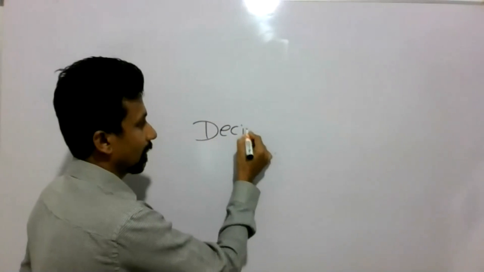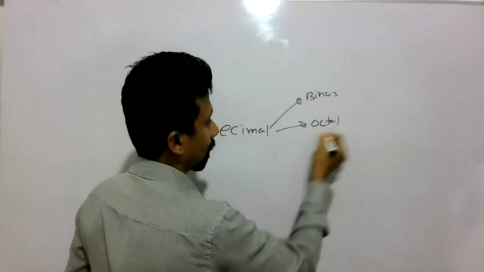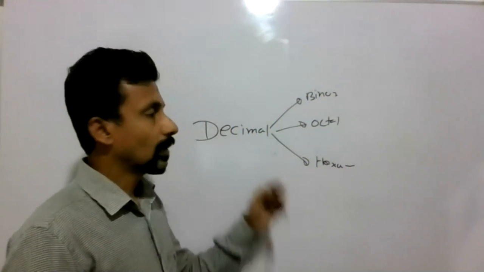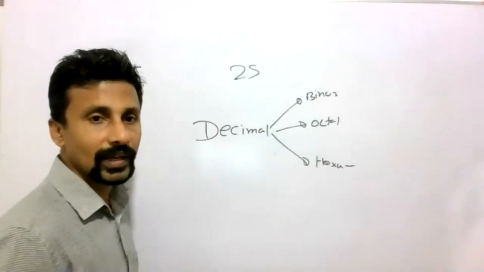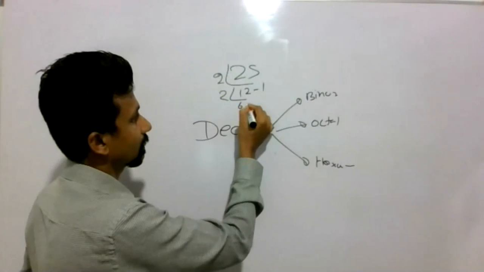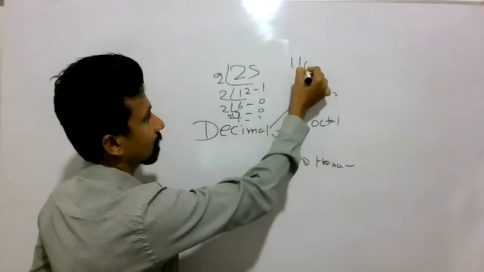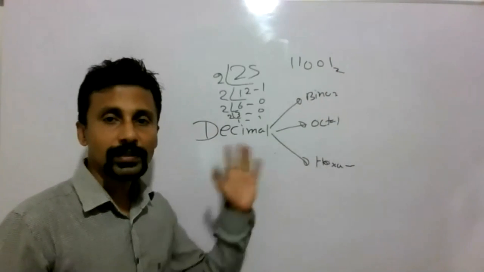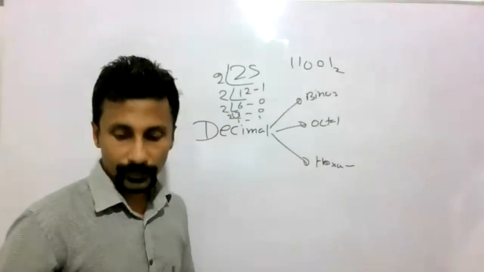When you get a decimal number, you have to convert it to binary, to octal, and to hexadecimal. To convert to binary, I will take 25. You have to divide by 2. So 25 divided by 2 is 12, remaining is 1; 12 divided by 2 is 6, remaining is 0; 6 divided by 2 is 3, remaining is 0; 3 divided by 2 is 1, remaining 1. So reading 1, 1, 0, 0, 1, that is the binary number. You have to divide by the base value. Here, you are dividing by 2.